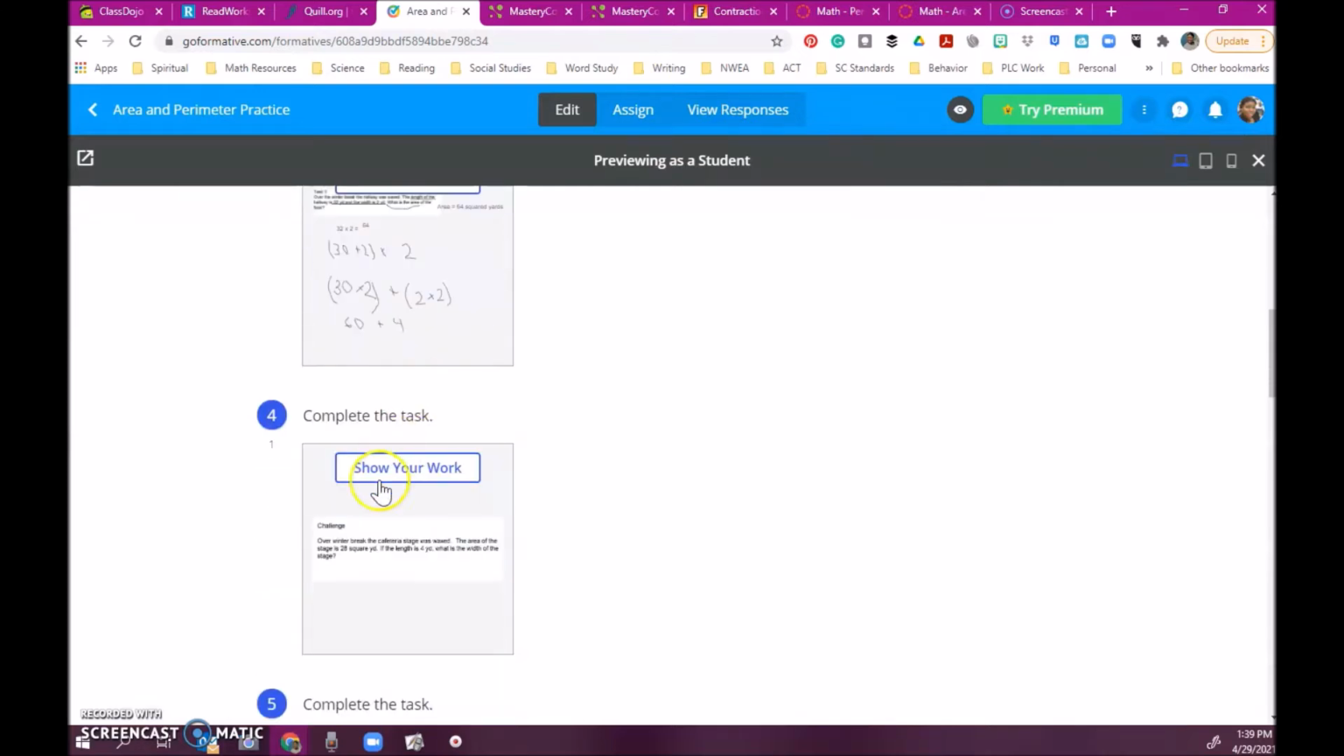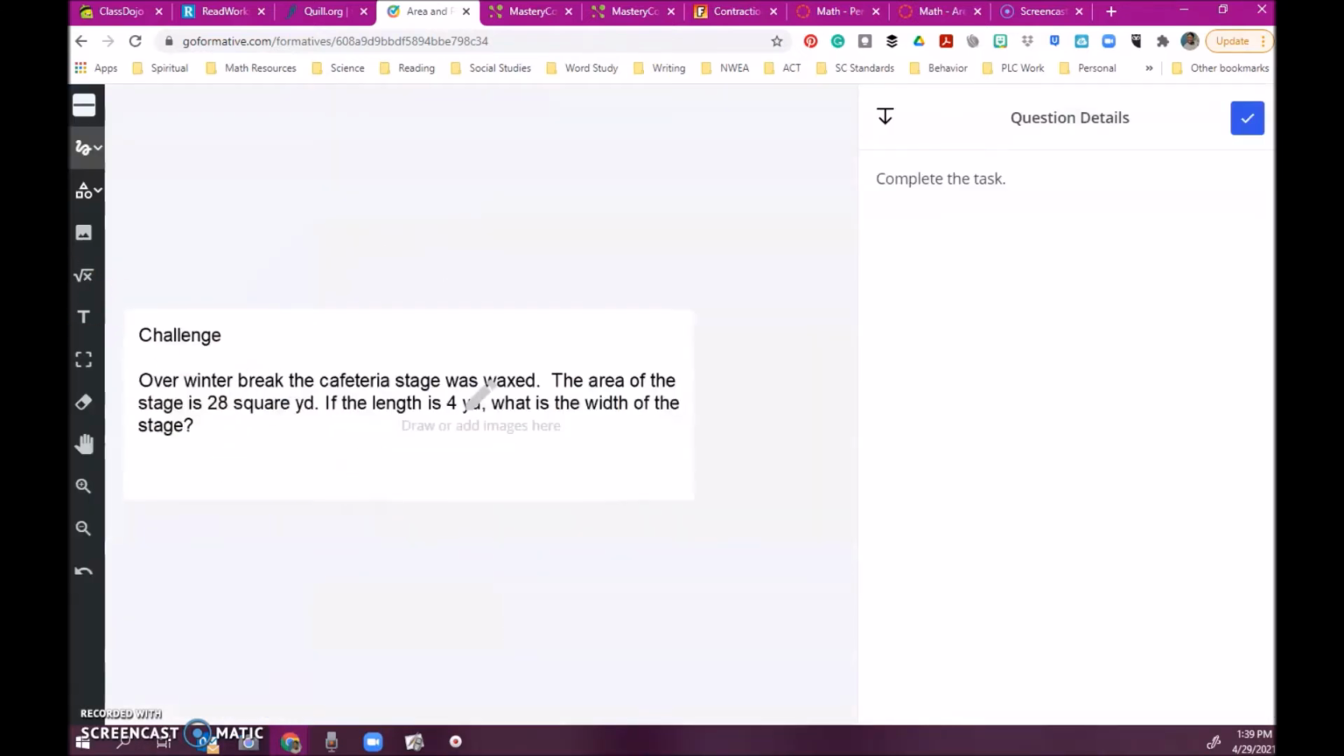Okay, moving on now to task 4. Task 4 was a challenge, so it's okay if this one is a little bit harder for you, because it's supposed to be a challenge. So it says, over winter break, the stage was waxed. The area of the stage is 28 square yards. If the length is 4 yards, what is the width of the stage? So what we're trying to figure out is what is the width.